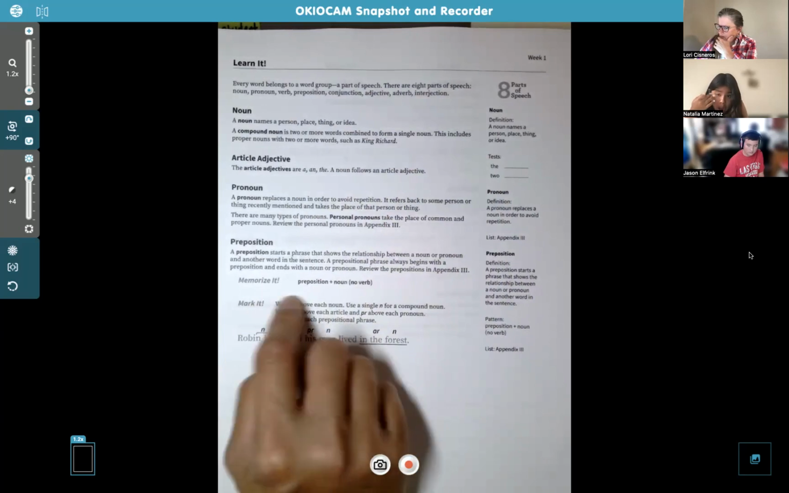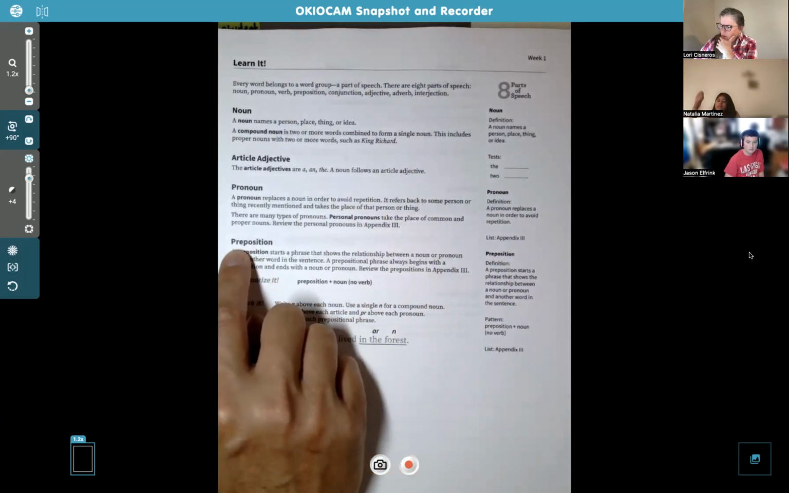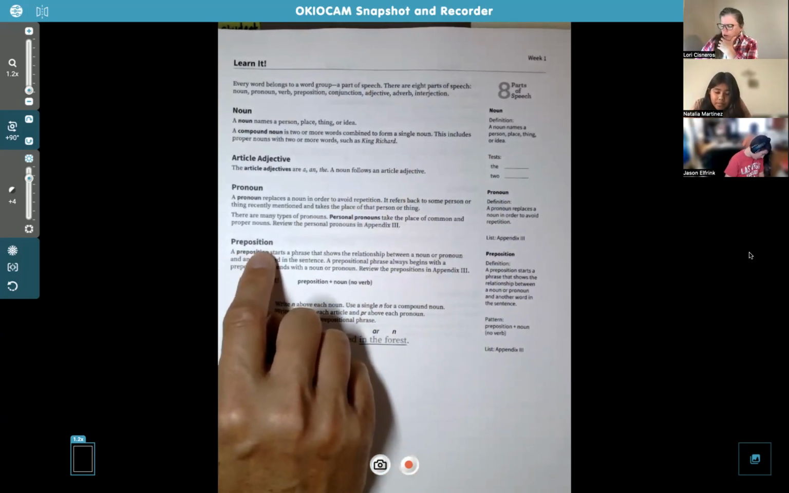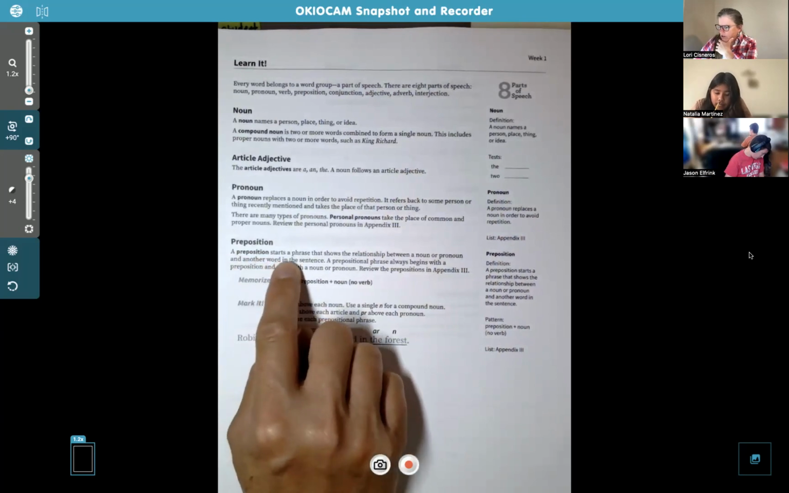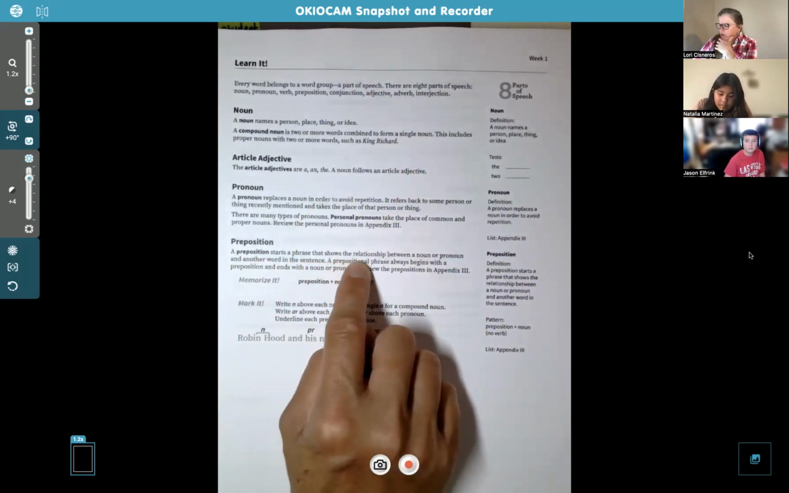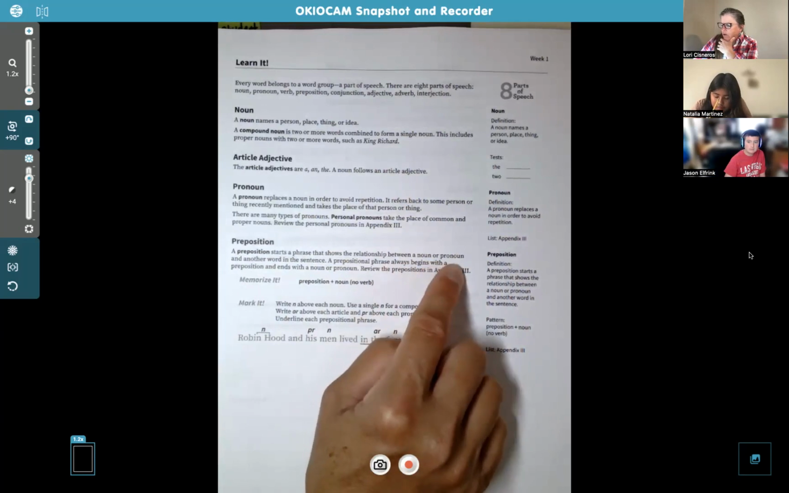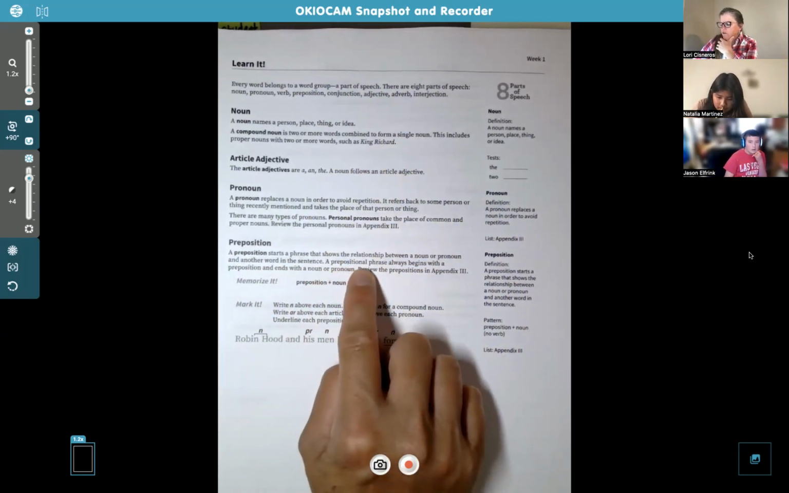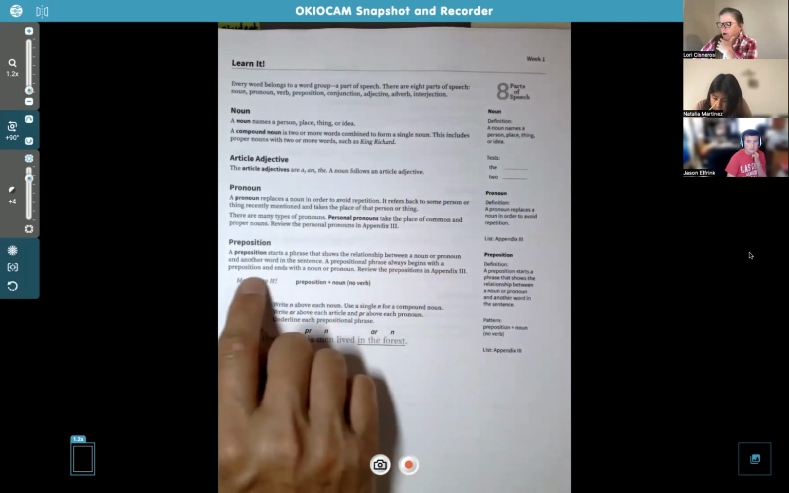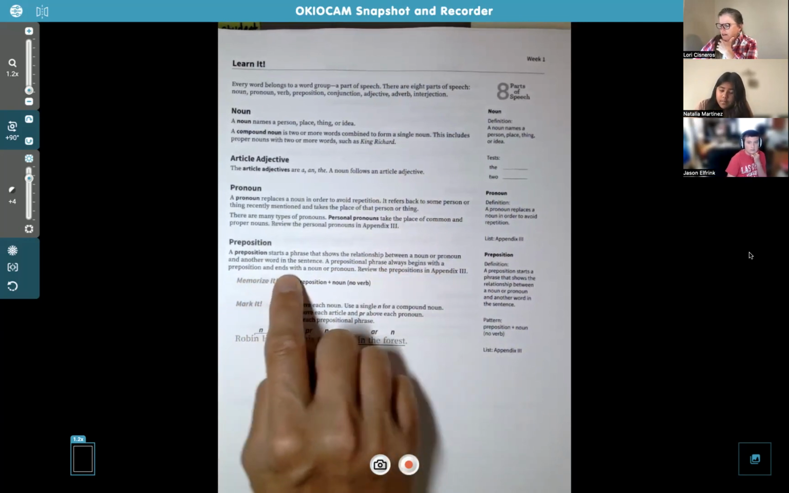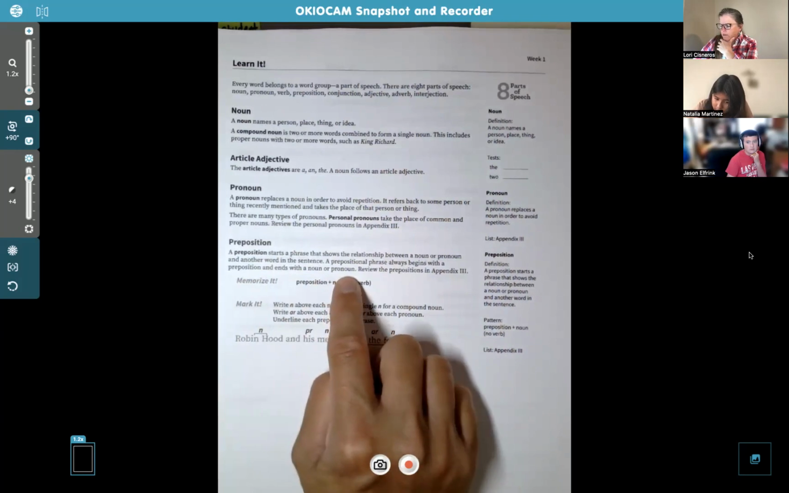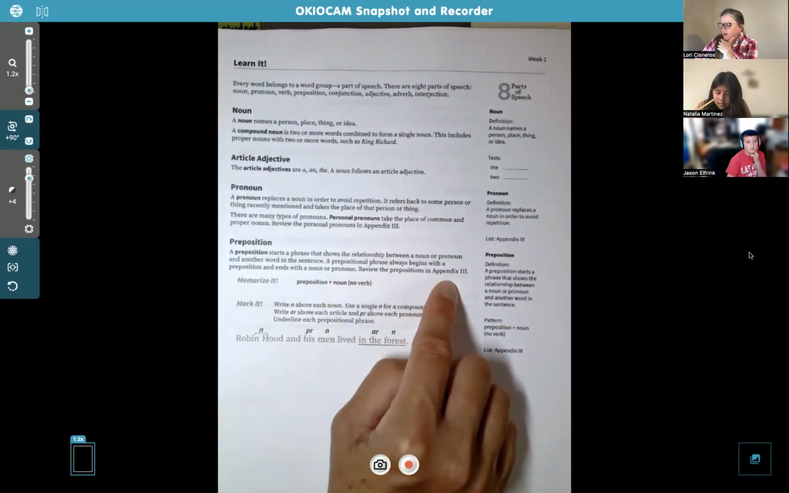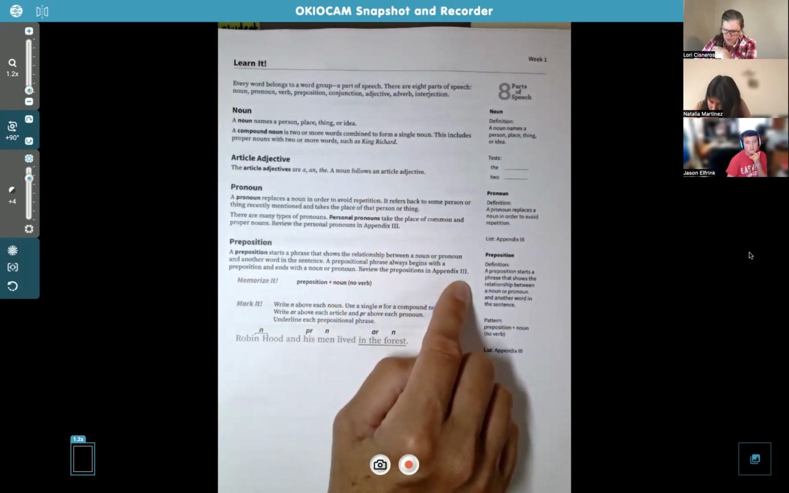All right, memorize it. Oh, sorry, I skipped. Prepositions. You might have heard that one before too. A preposition starts a phrase that shows the relationship between a noun or pronoun and another word in the sentence. So a prepositional phrase always begins with a preposition and ends with a noun or a pronoun. Review the prepositions in Appendix 3.